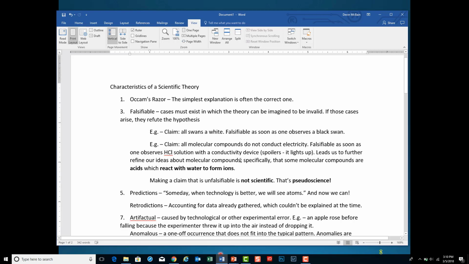Okay, so again, HCl is actually still a molecular compound, but it's an acid that forms ions as soon as it reacts with water. Okay? But here's the thing: if you make a claim that cannot ever be falsified, that claim is not scientific. That's what we call pseudoscience.